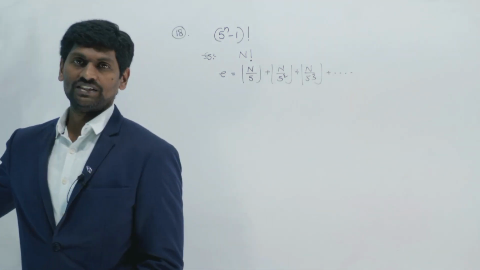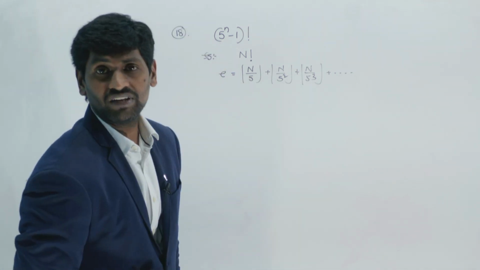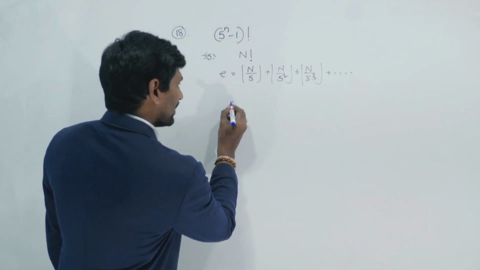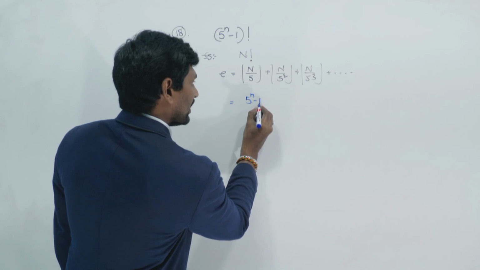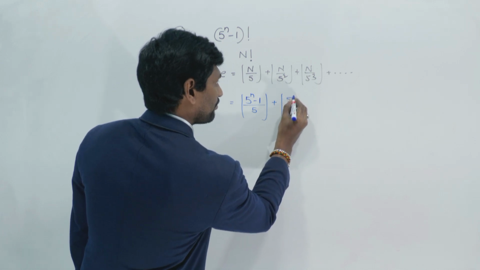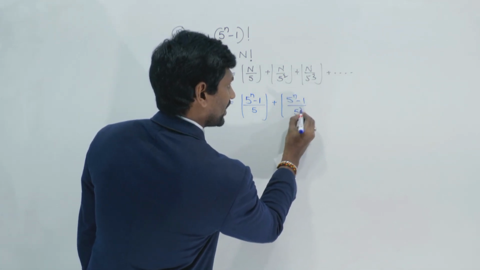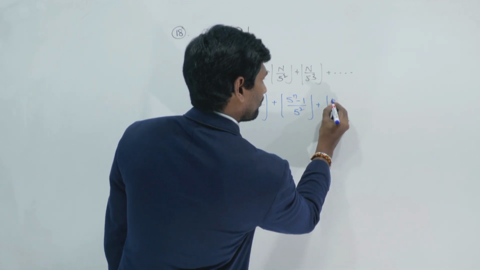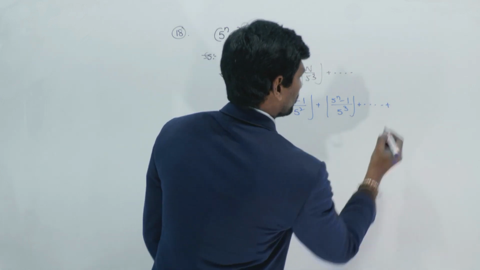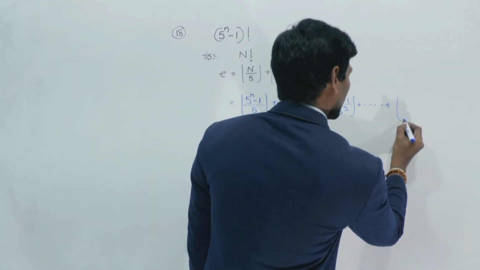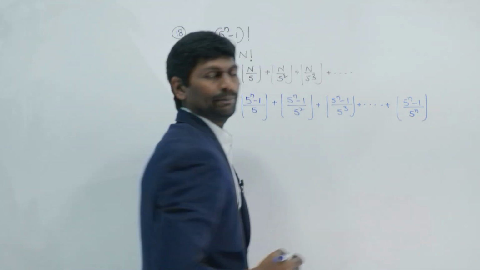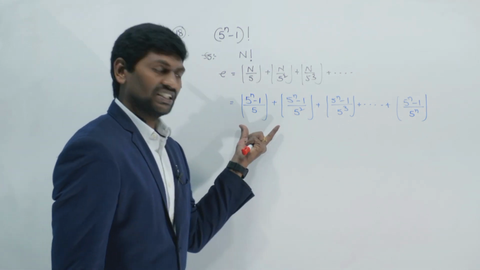In the place of n, we have 5 power n minus 1 factorial. So applying this formula: (5 power n minus 1) by 5 plus (5 power n minus 1) by 5 square plus (5 power n minus 1) by 5 cube and so on, up to 5 power n. So this is the greatest integer function.